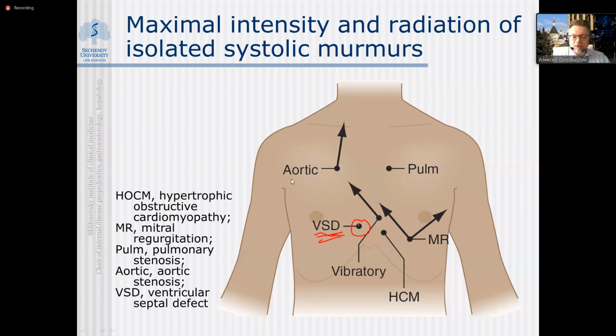And don't forget about the vibrations. Vibration in many cases will be palpable in the precordial area, directly by the left and right edges of the sternum. It's typical for mitral regurgitation, and it's very typical for aortic stenosis. It will be palpable in the aortic area and will be palpable in the precordial area.